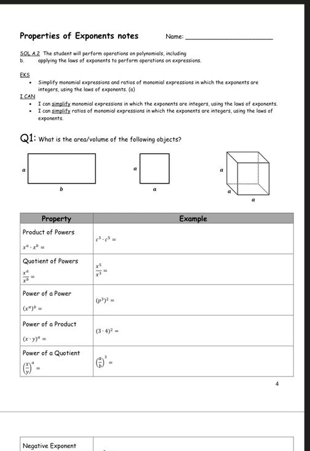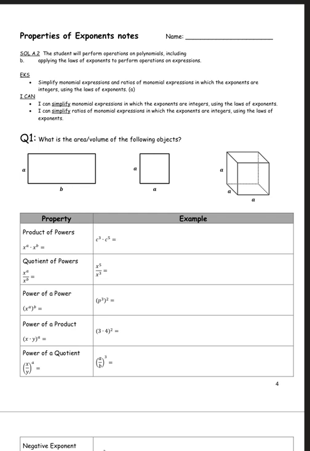For today's lesson, we're going to take a look at properties of exponents notes. So just taking a further look at the laws of exponents based on the rules that we've already worked with. By the end of this lesson, you'll be able to simplify monomial expressions in which the exponents are integers using the laws of exponents. And you'll be able to simplify a ratio of monomial expressions in which the exponents are integers using the laws of exponents.